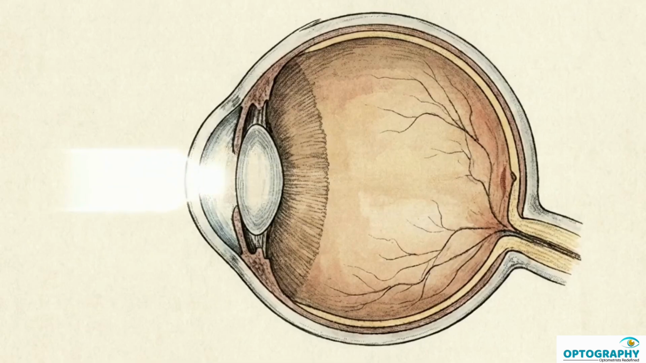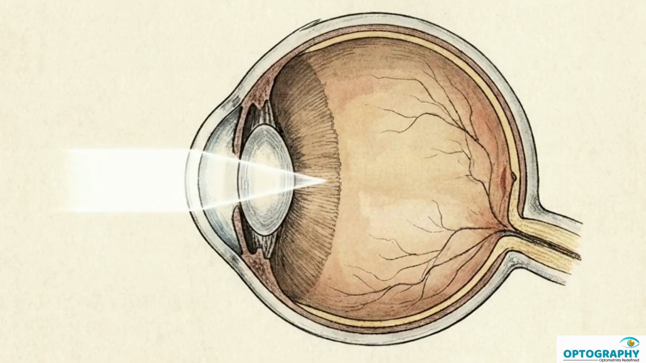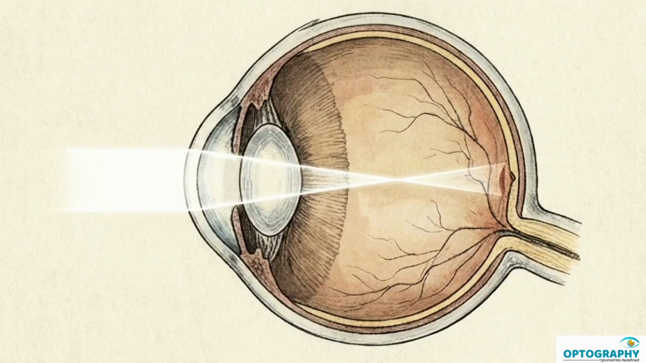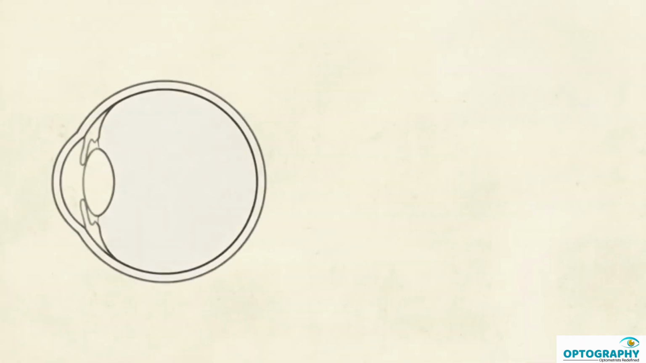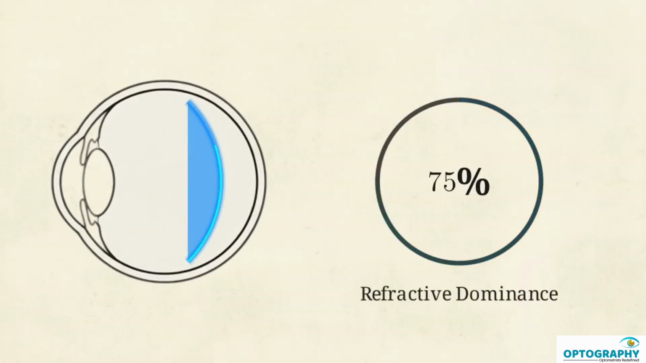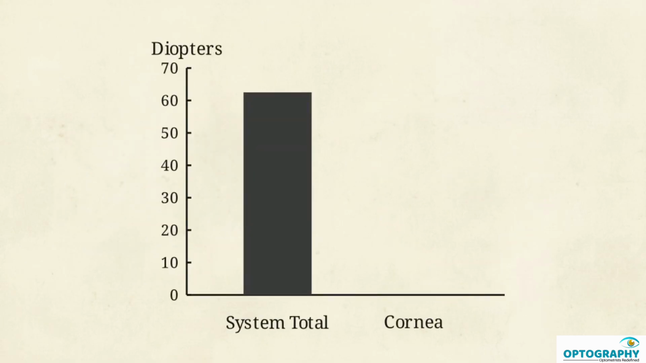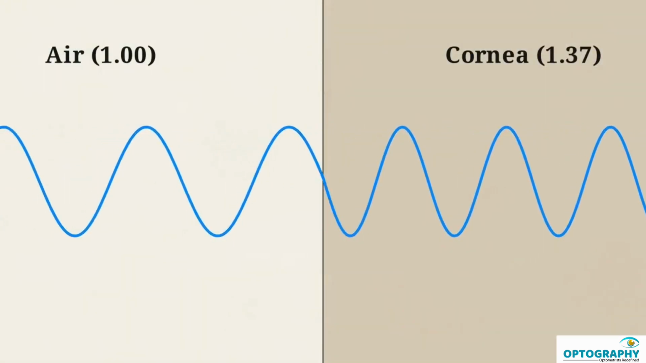To process light into vision, the human eye relies on a dominant optical engine, the cornea. This transparent dome at the front of the eye provides approximately 75 to 80% of the system's total refractive power. In a healthy eye focused at infinity, the total refractive power sits between 60 and 65 diopters. The cornea alone accounts for 43 to 48 of those diopters.